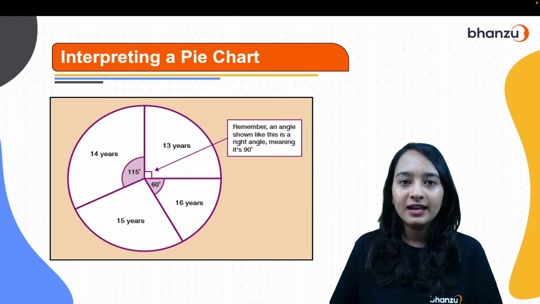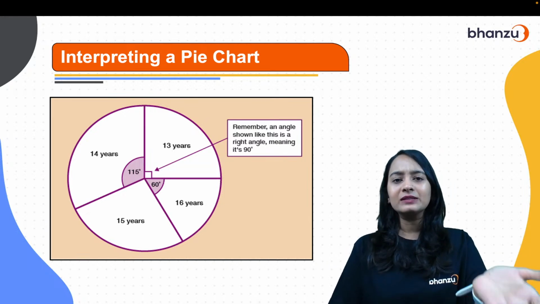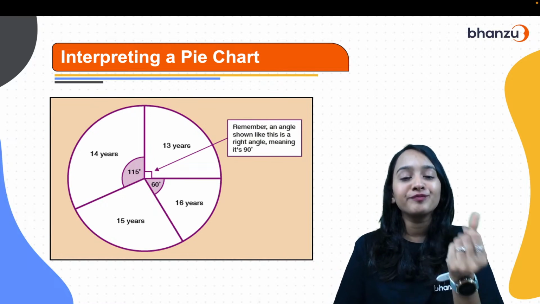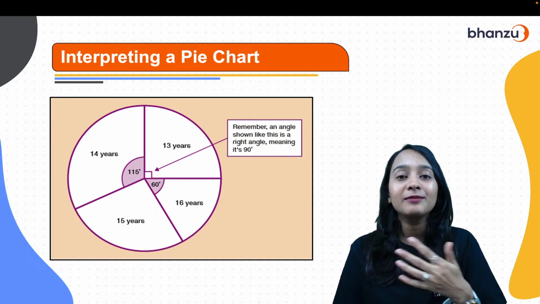How many 14 years old are there? You can't just say it is 115 degree. I need some information in terms of percentage or a fraction. That makes more sense.